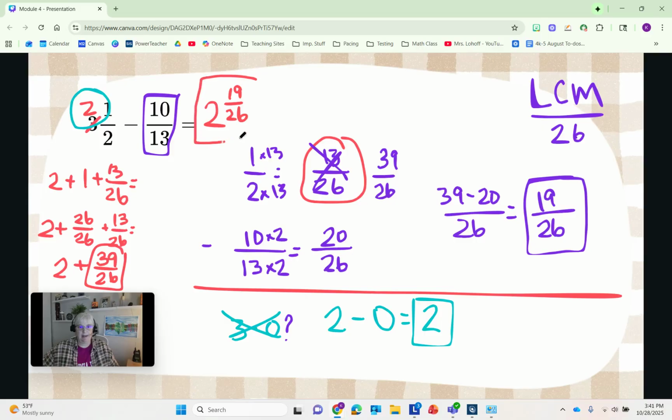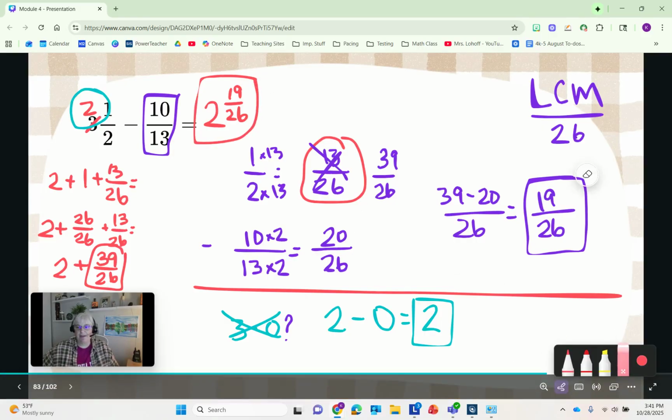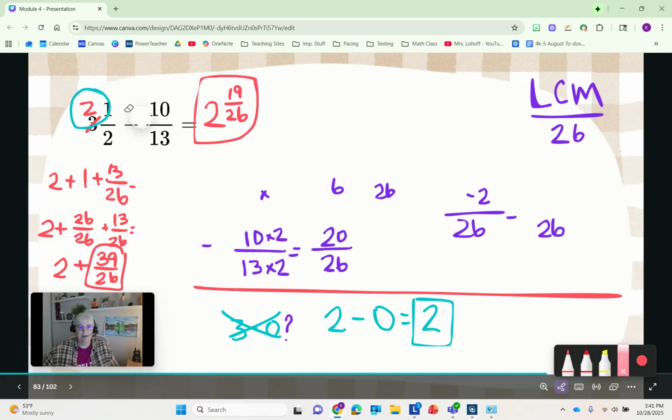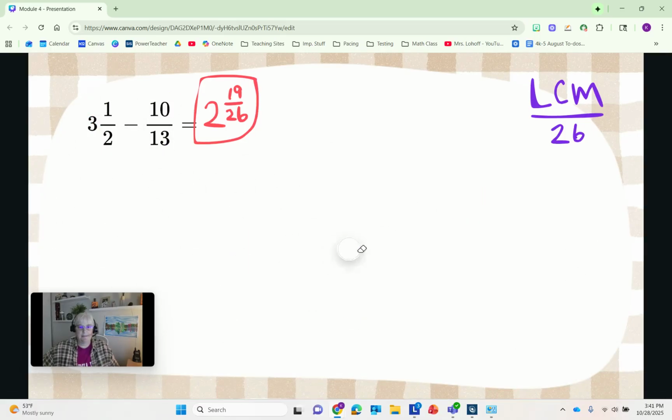Here is the final answer. Let me get rid of all of the other stuff so that you can just see that final answer and the original problem. All right, so 3 1/2 minus 10/13 is 2 and 19/26.